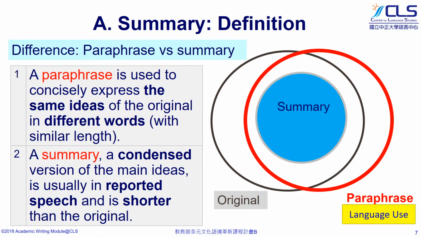As we can see, when we summarize, we use paraphrasing skill. So let's look at the differences between the paraphrase and the summary. A paraphrase is used to concisely express the same ideas of the original in different words with similar length, while a summary is a condensed version of the main ideas, which is usually in reported speech and is shorter than the original.